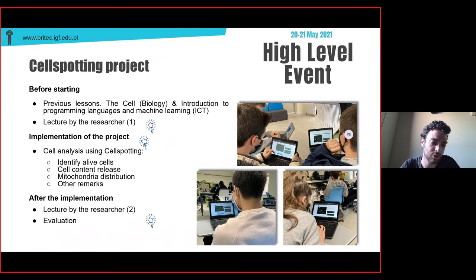After the implementation, we had another lecture by the researcher and then the evaluation of the project. These spots that I have marked there with the star are the things that I consider key for the project, which are the lectures by the researcher. It's essential for students to meet the researcher because they feel that their project is important and it's actually helping people. And of course, the implementation of the project is also essential.